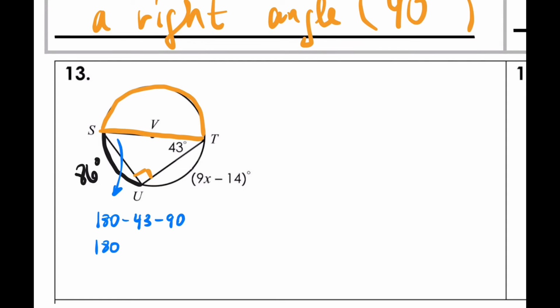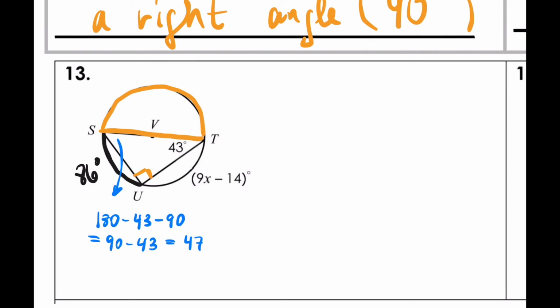And 90 minus 43, excuse me, I didn't mean to write this whole thing. 180 minus 90 is 90, so 90 minus 43 equals, and we'll write an equal sign here. 90 minus 43, that is 57. Okay, that is not 57. That is 47. Excuse me, guys. 47, right?